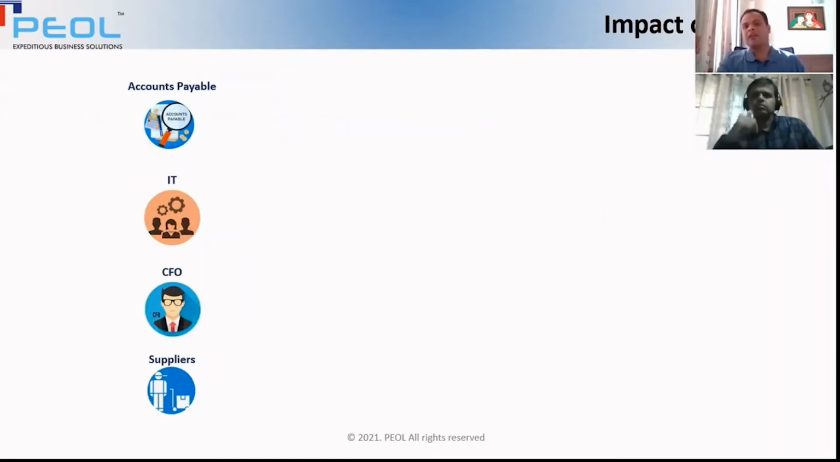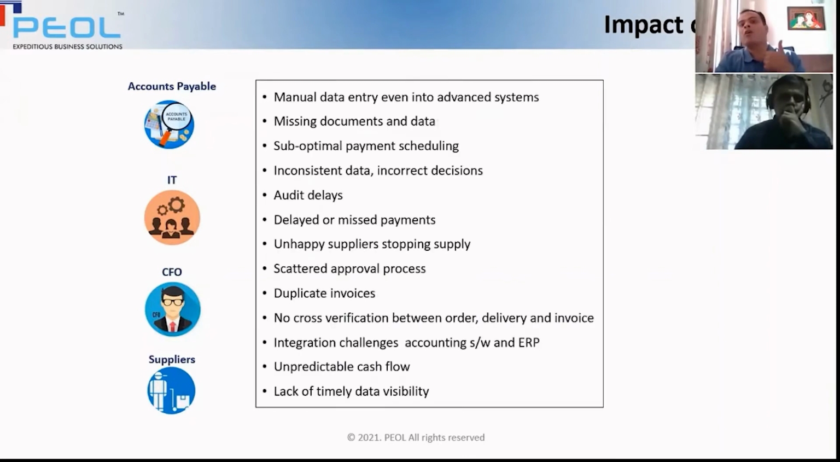So we have understood here that if the challenges raised by different stakeholders as far as the accounts payable process is concerned are not addressed, there are leakages. And what is the impact of that on business? So if you see, these are a few of the impacts. For example, delayed or missed payments, audit delays, duplicate invoices, and unpredictable cash flow itself. This is going to hit any CFO or his or her team.